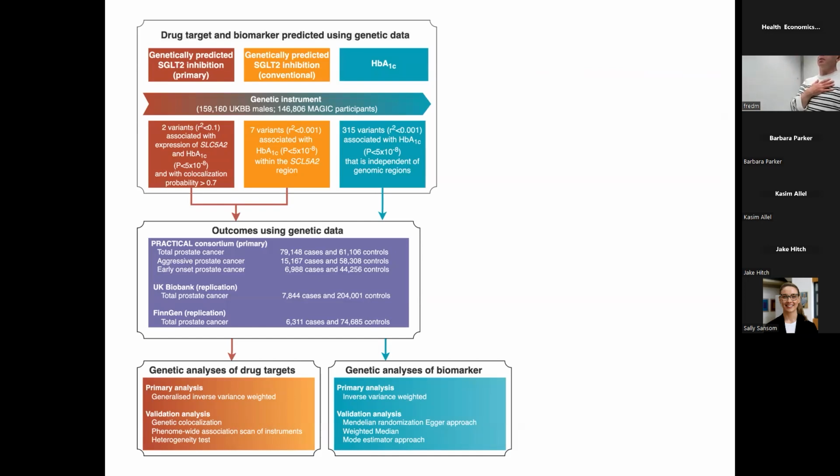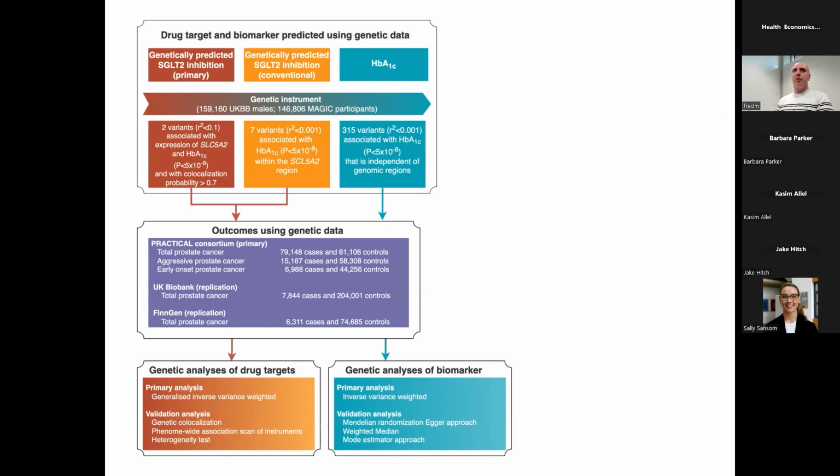So the specific application we're looking at is prostate cancer as the exposure, and we noticed in this large project that people who have genetic variation randomly assigned at birth, which corresponds to an anti-diabetic drug called SGLT2, so sodium glucose cotransporter inhibitors.